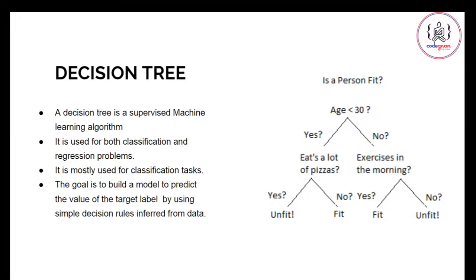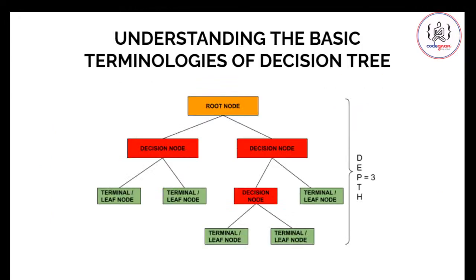First of all, before moving forward, let's get familiar with some of the terminologies of the decision tree. There are many terminologies, and to not get confused, we are going to clarify those first. Here we see a simple decision tree, and we have marked the root node, decision node, and terminal node.